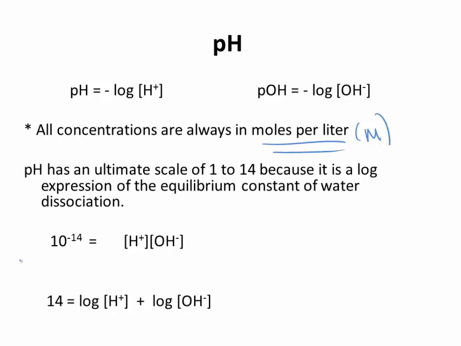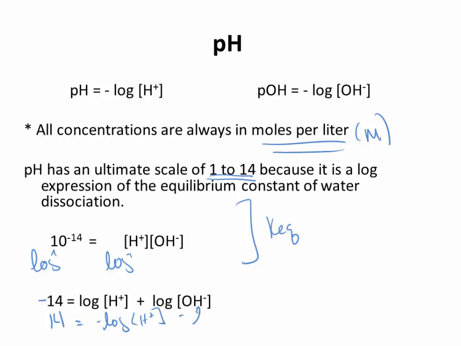I'd like for you now to appreciate that the 10 to the negative 14 equilibrium constant for the dissociation of water is what provides us the scale of 1 to 14. If you look at this expression of the equilibrium constant and you take the log of each side of the equation, you would see that negative 14 equals log of H plus log of OH. This is typically written as 14 equals negative log hydrogen minus negative log hydroxide, or 14 equals pH plus pOH.